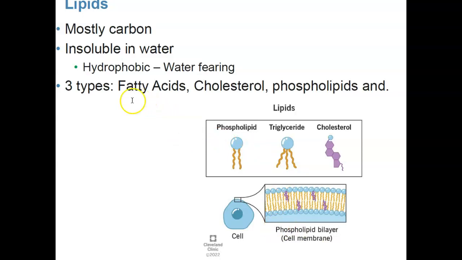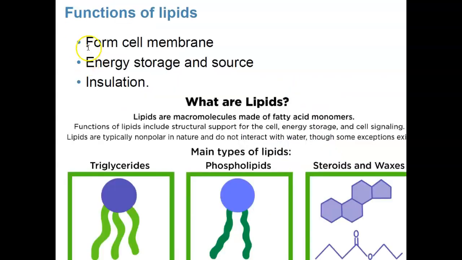There are 3 types: fatty acids, cholesterol, and phospholipids. Number 1, they form the cell membrane because lipids do not let water-soluble things cross, so it's a very good way to keep the inside of the cell in, the outside of the cell out. It's actually a very effective energy storage molecule. That's why when you overeat, it stores the energy as fat and not as glycogen.